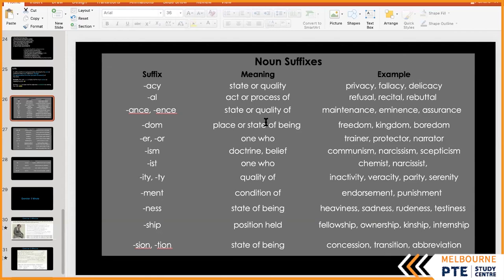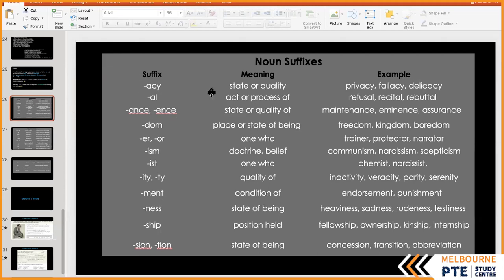All right. So here your concern is the suffix. Don't worry about the meaning and examples, all right? The examples are just there for you to understand. But this is what is important. Shun and sion words, then ship, ness words, M-E-N-T, I-T-Y, I-S-T, I-S-M. These are the most common ones that you're going to come across. Okay. Understood?